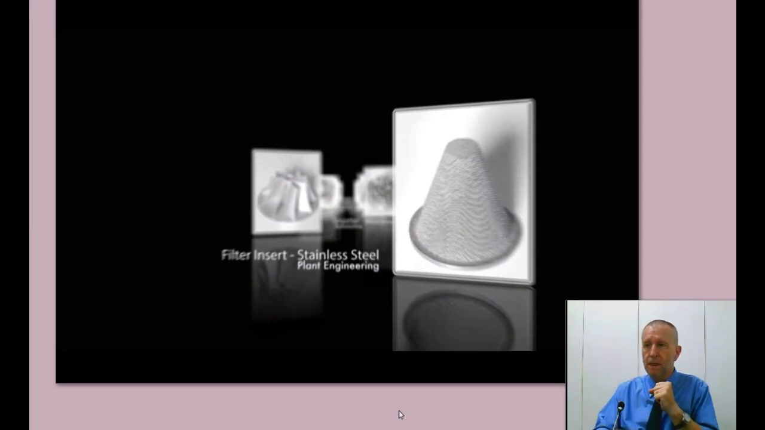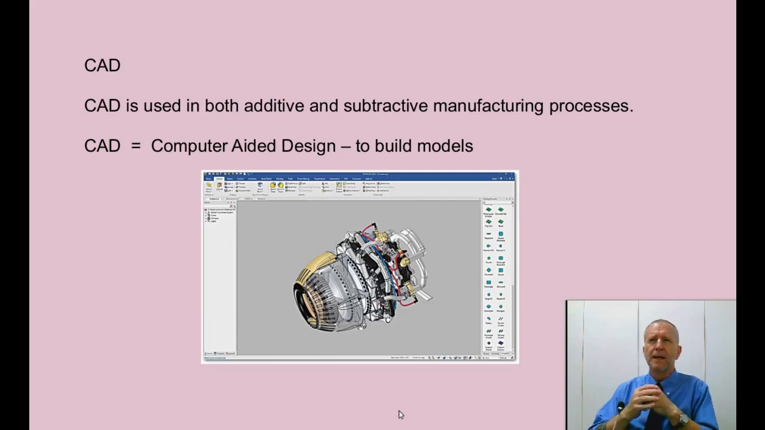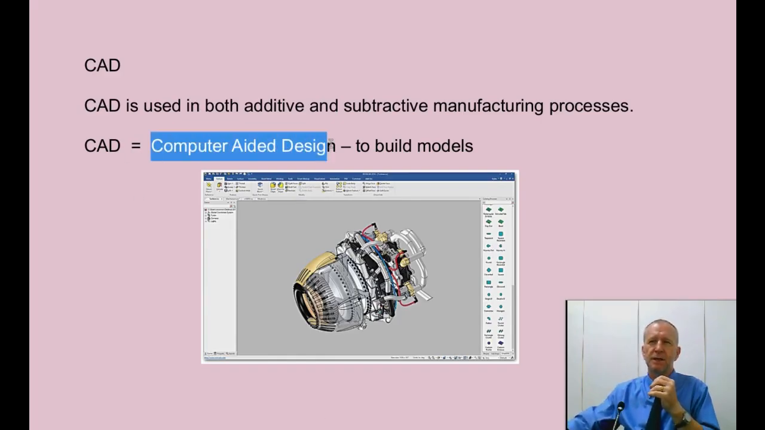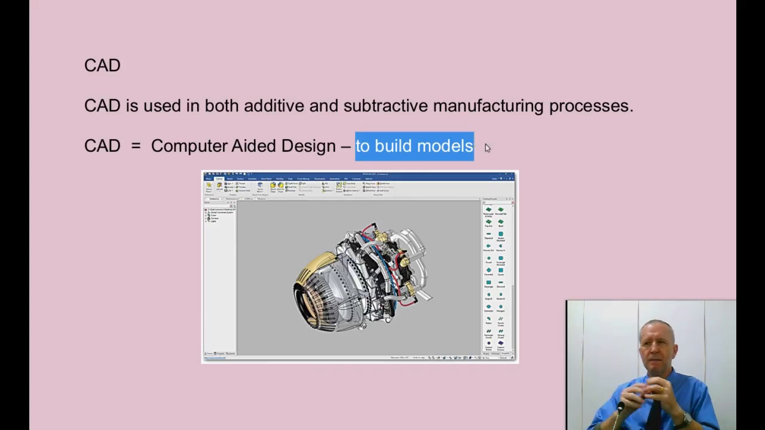And so here we go on to the next. CAD. Now before we do anything, we have to design it in CAD. Okay. That is computer aided design, as you can see. Its purpose is to build models. Now when I say models, I don't mean physical. There's that word again. I don't mean a physical object.